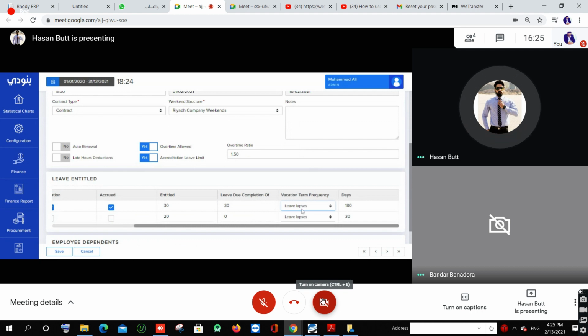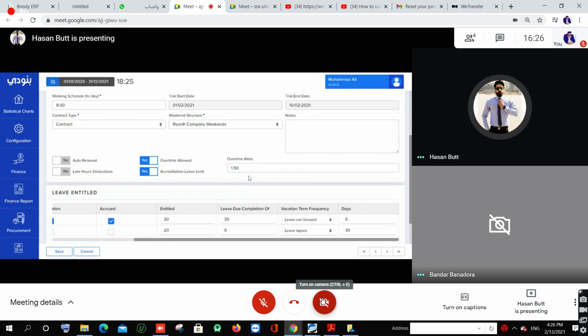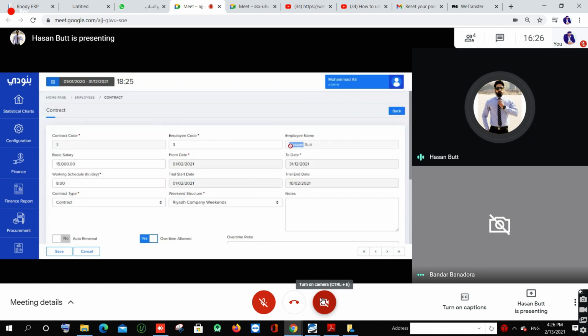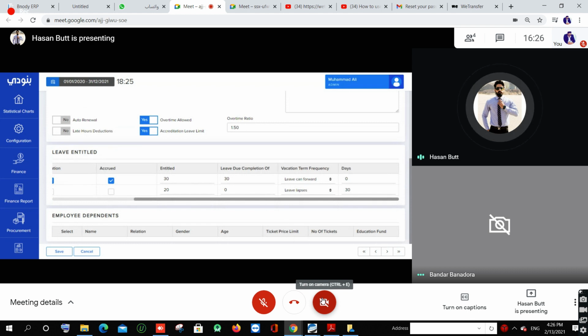So we have two options: leave can forward and leave lapses. If it is leave can forward, we will add this functionality as well. Leave can forward means that if he is a regular employee and has not taken any of the 30 leaves, then 30 leaves will be added to his next contract. Yes, the leaves will go forward to his next contract.